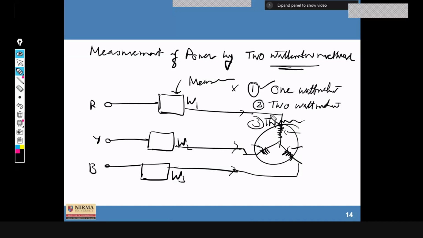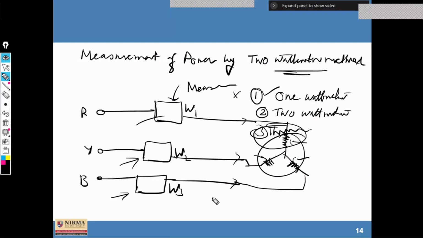So let us consider 3 wattmeter. If we consider 3 wattmeter, we can measure the power for unbalanced conditions also. Clear? By adding the readings of W1, W2, and W3, we can have the total power consumed by this load. Clear? So first of all, let us try to understand the equation of power.